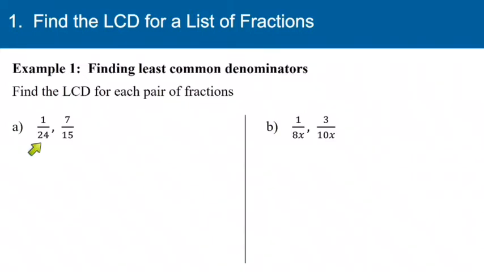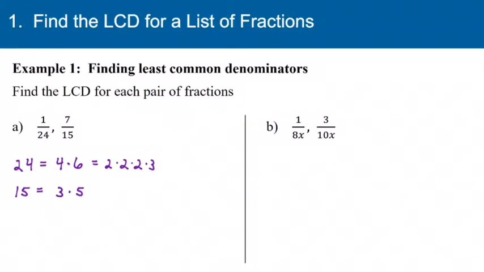So we have here 1 over 24 and 7 over 15. Now notice the comma. It's not asking us to add. It just says find the LCD. So let's take the first denominator, which is 24, and let's factor that into prime factors. Of course, 24 is 4 times 6, and of course 4 can be broken down into 2 times 2, and 6 can be broken down into 2 times 3. So 24 is 2 times 2 times 2 times 3. And then 15 is just 3 times 5, and both of those numbers are prime, so no further breakdown is possible.